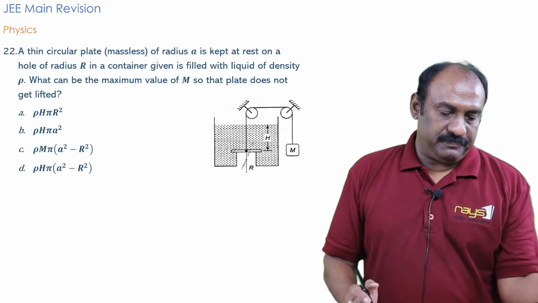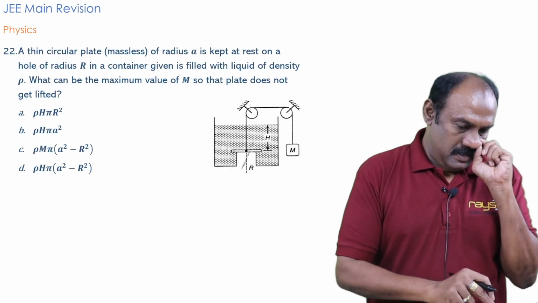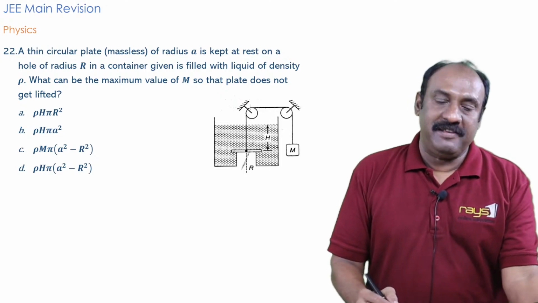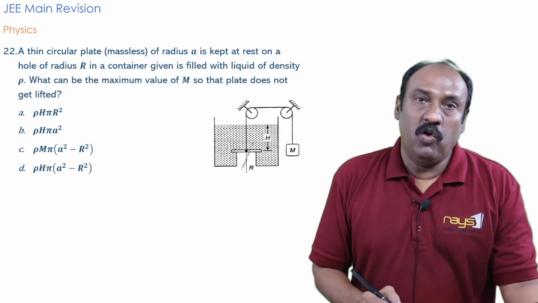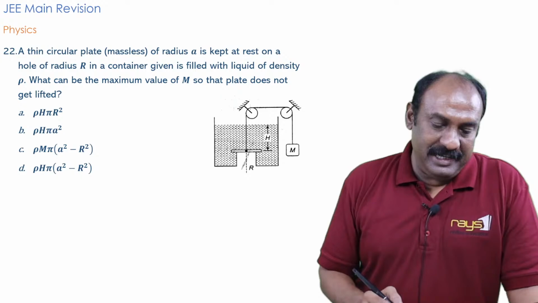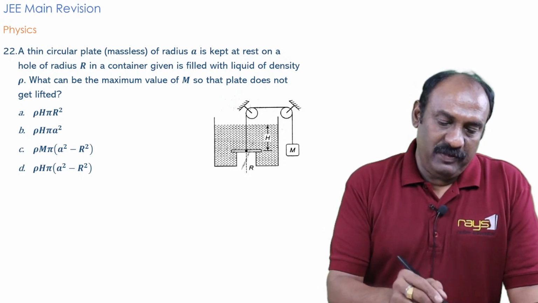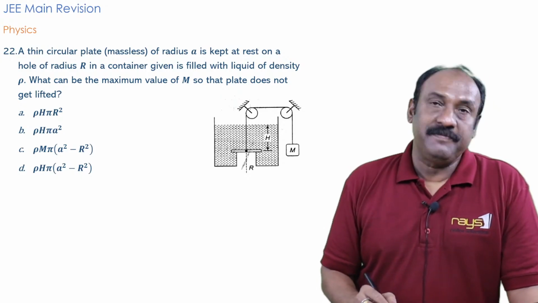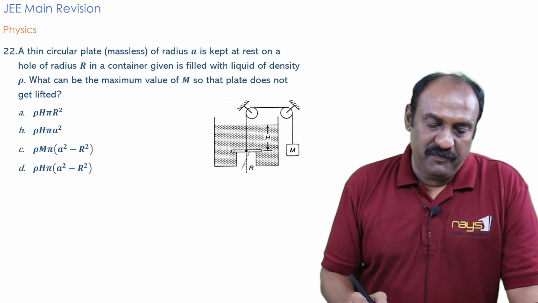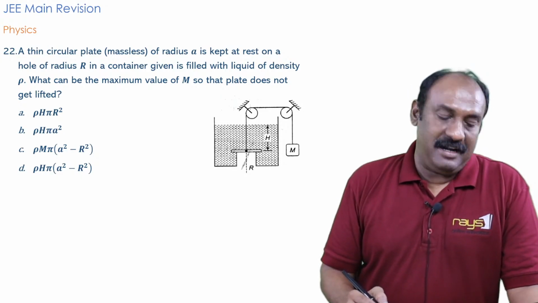Next question. A thin circular plate of radius A is kept at rest on the hole of radius R in a container, which is filled with liquid of density rho. What can be the maximum value of M so that the plate does not get lifted?